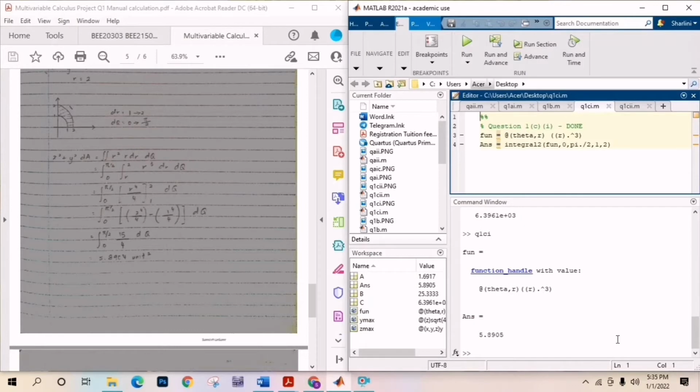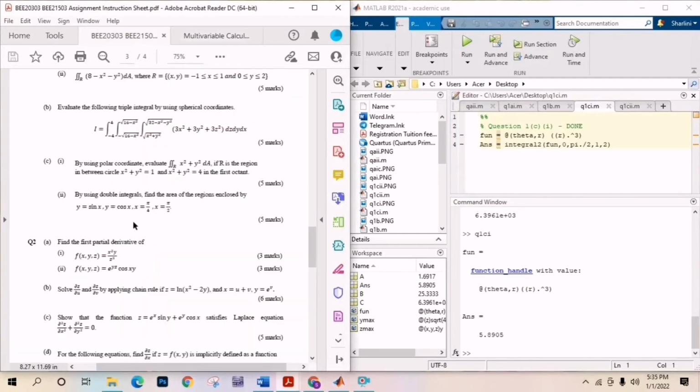I run the program now. The last answer I got is 5.8905. We can see that one digit is different: here it is 0.5 and here it is 0.4, but they are similar, so the answer is proven.